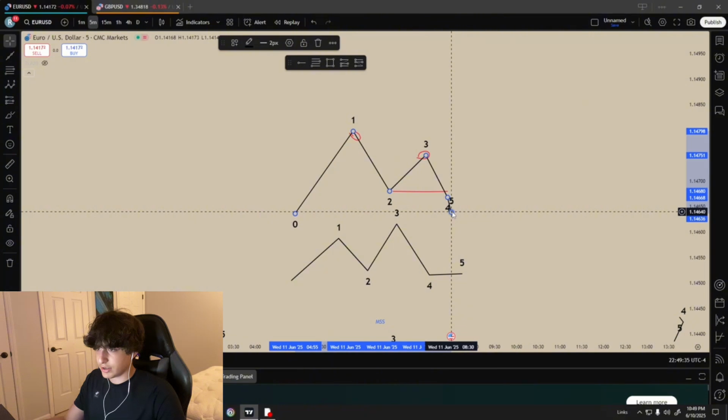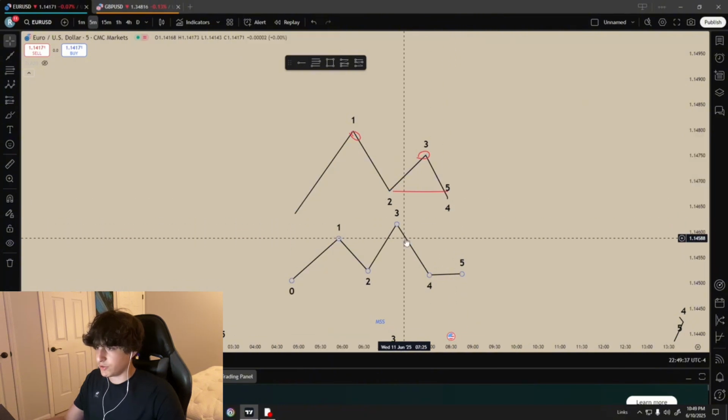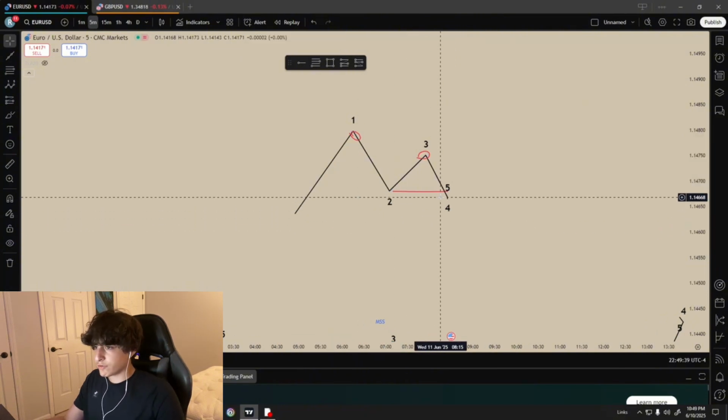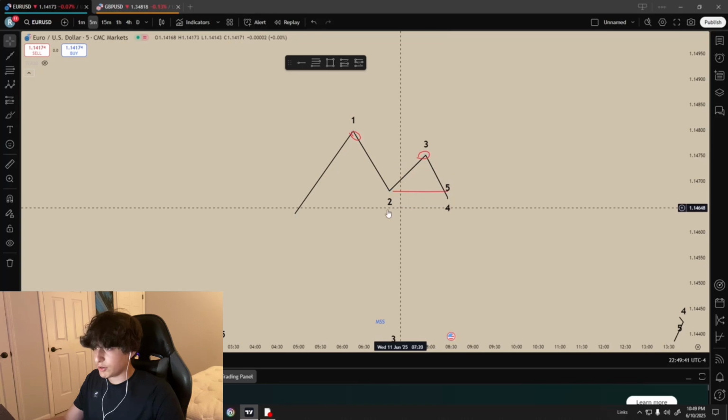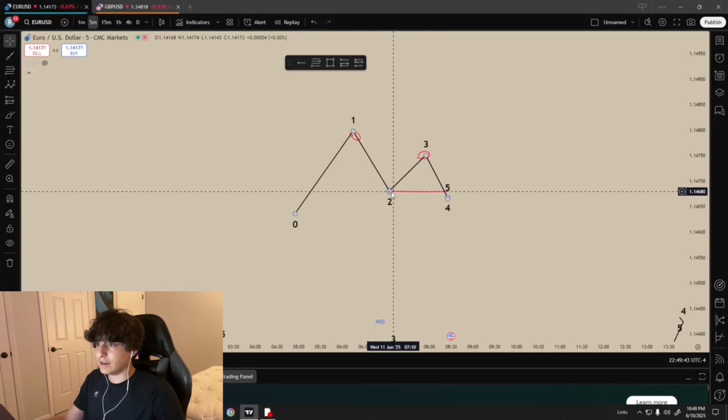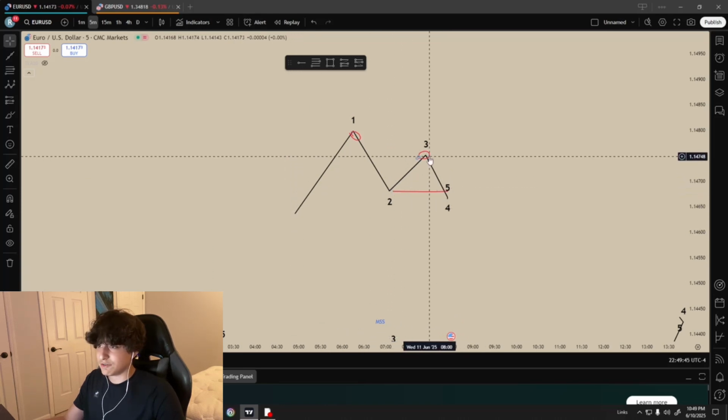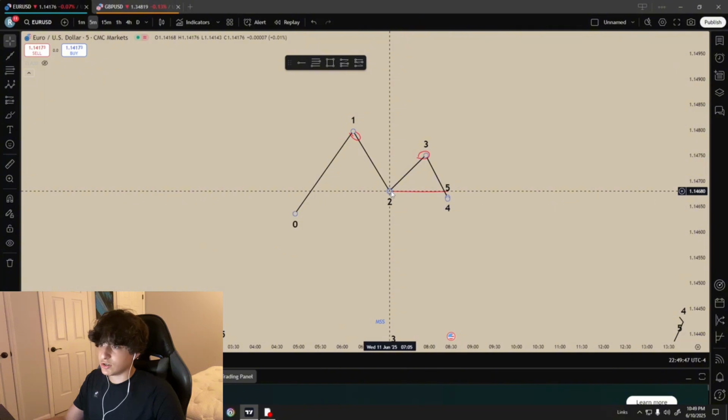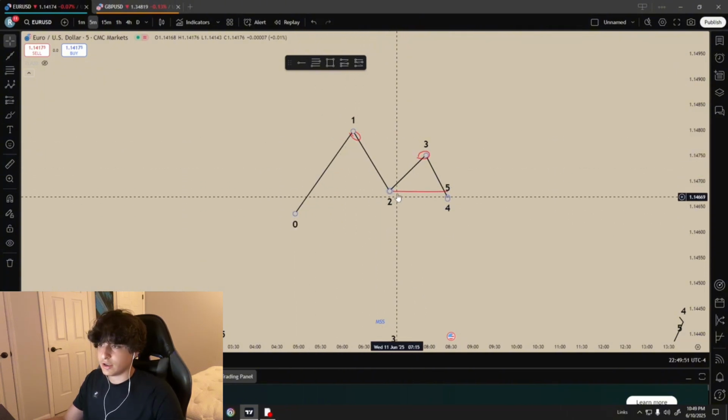Let me move this upwards a little bit so it's not too close and confusing you. So in order for this to have been a valid market structure shift, it would have had to go below this low and not this one, because this isn't a valid high. So that means this low couldn't have been swept. It doesn't matter if it's swept. It's still technically an uptrend.